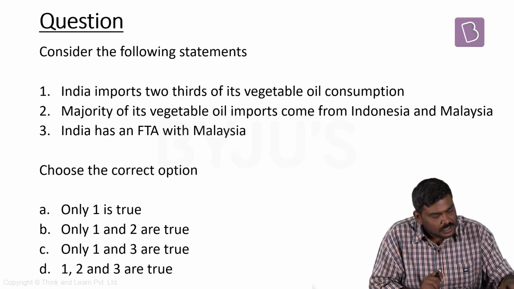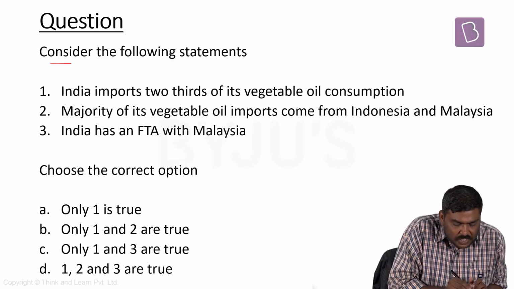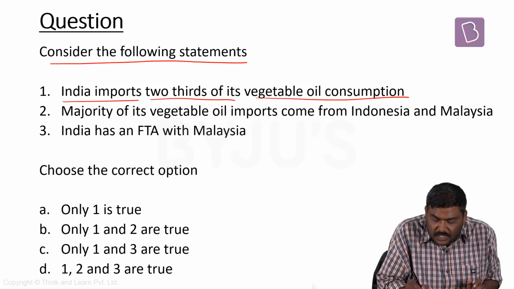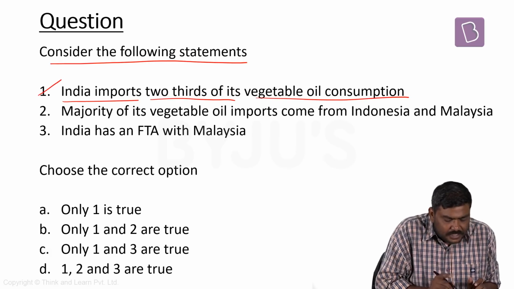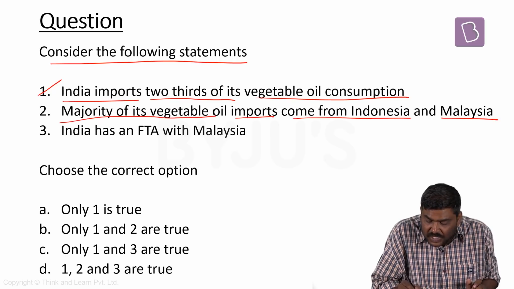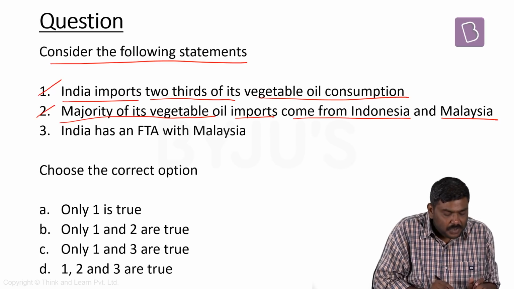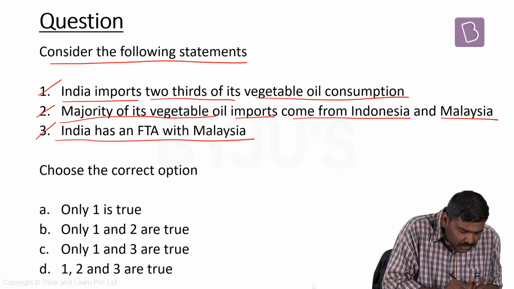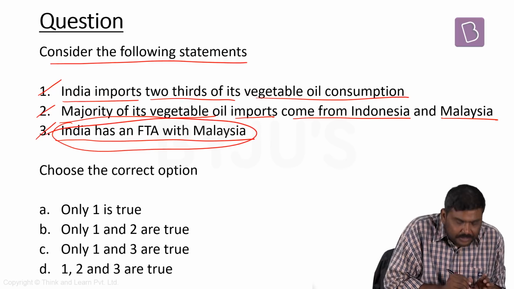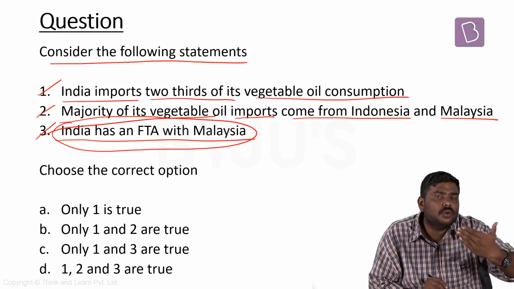Now based on this, let's have a look at some questions. Consider the following statements. India imports 2/3 of its vegetable oils consumption. It's correct. Majority of its vegetable oil imports come from Indonesia and Malaysia. Even this is true. India has an FTA with Malaysia. Even this is true. Now some of you will think, what is the connection between the third statement and the discussion that we have had so far?